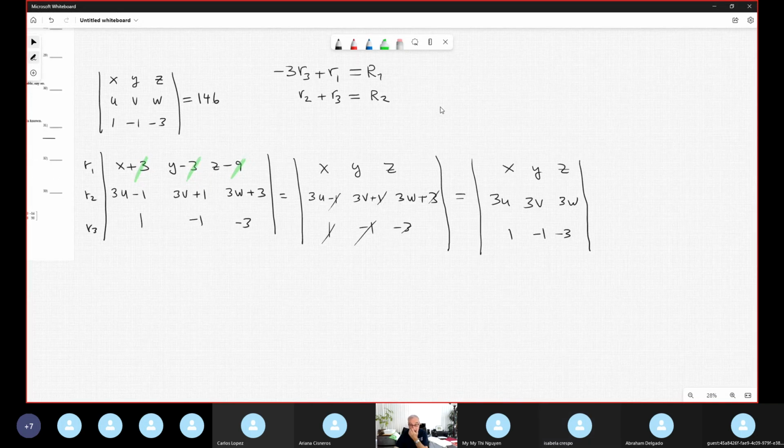Now we apply another property. When you perform row operation on the determinant, the answer stays the same. However, if you multiply any row or any column by a number, the new determinant is multiplied also by the same number, right? And you see that 3 is a common factor, and you factor out.